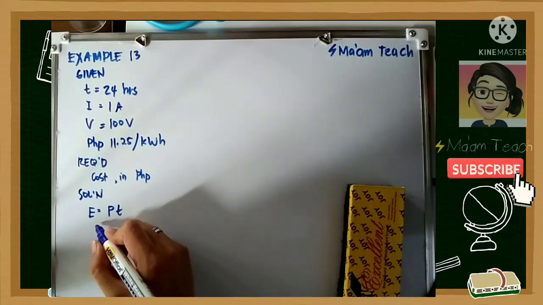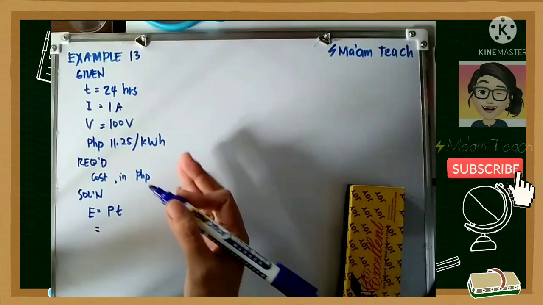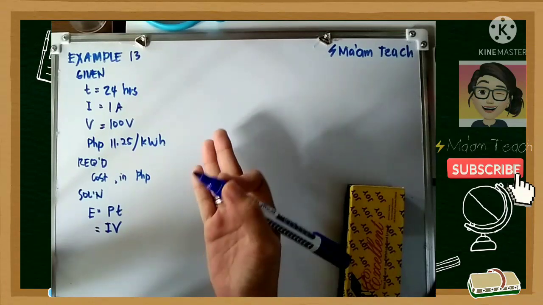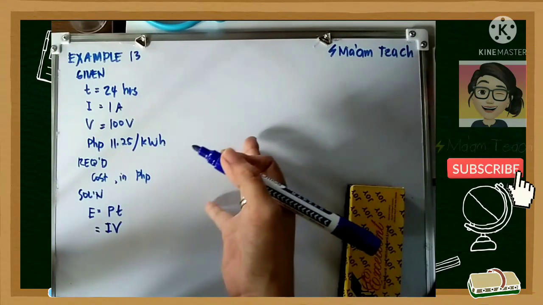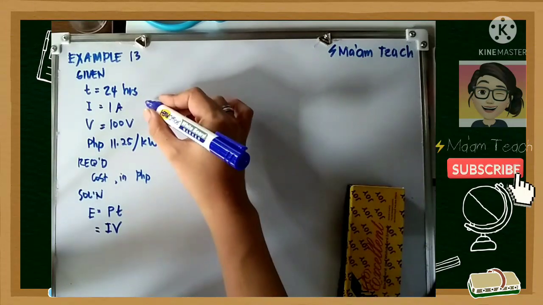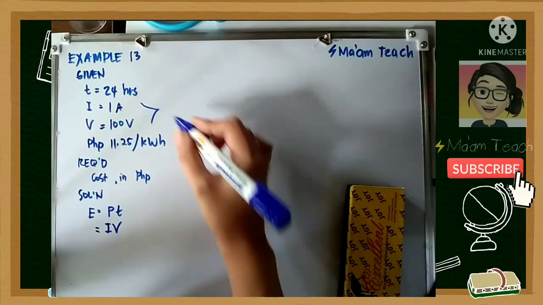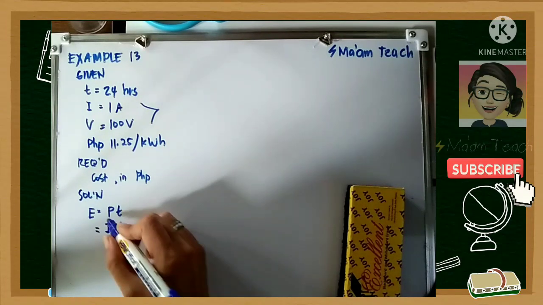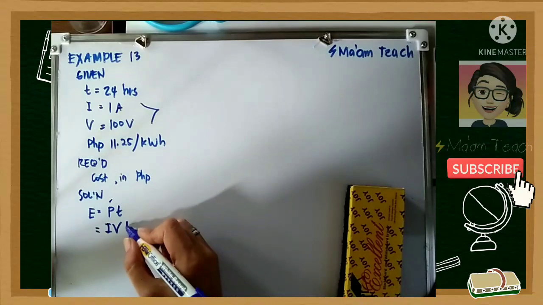And the formula for power, if you could recall, can be solved by multiplying current and voltage, or you can use voltage and resistance if it is available, or you can use current and resistance. But in this case, since we are given the current and the voltage of the lamp, we will just use current times voltage. So that's for the power, times T.